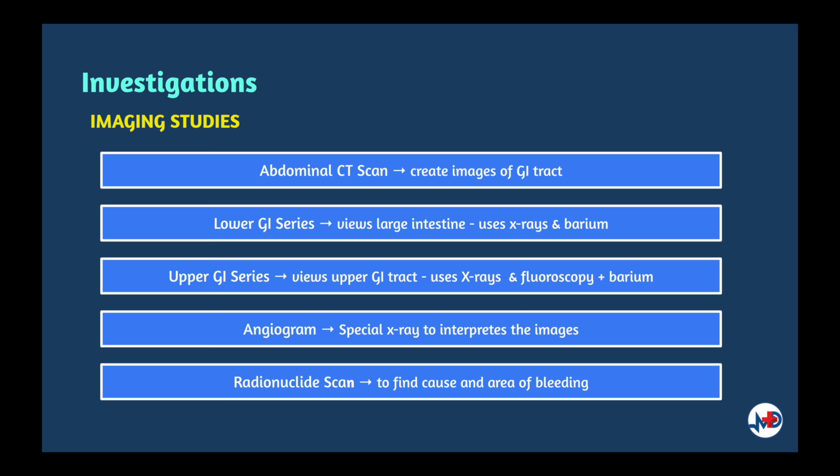Next, we can do some other structural and functional tests as well, which include lower GI and upper GI series. This looks at the large intestines and also the upper GI tract with the aid of barium as well as fluoroscopy. An angiogram is a special kind of X-ray in which a radiologist threads a catheter through the large arteries. Here, they perform the procedure and interpret the images. You may also be able to see if there's any evidence of bleeding because it's very specific to the vessel. And finally, a radionuclide scan to also find the cause and the area of bleeding, which is not regularly done. So the common investigations that are carried out, not forgetting, would be an endoscopy.